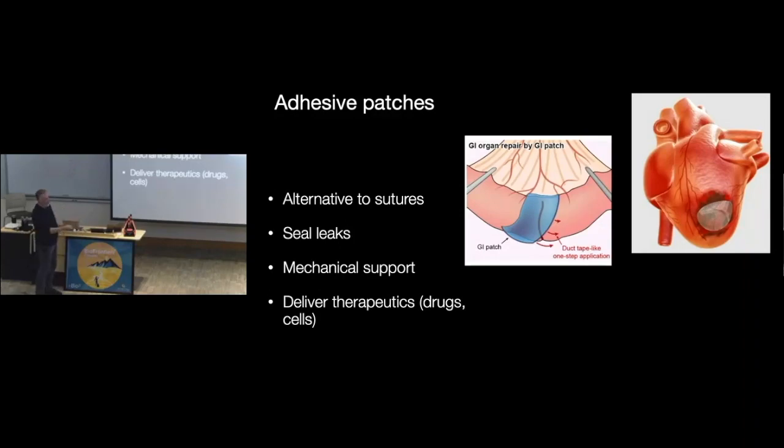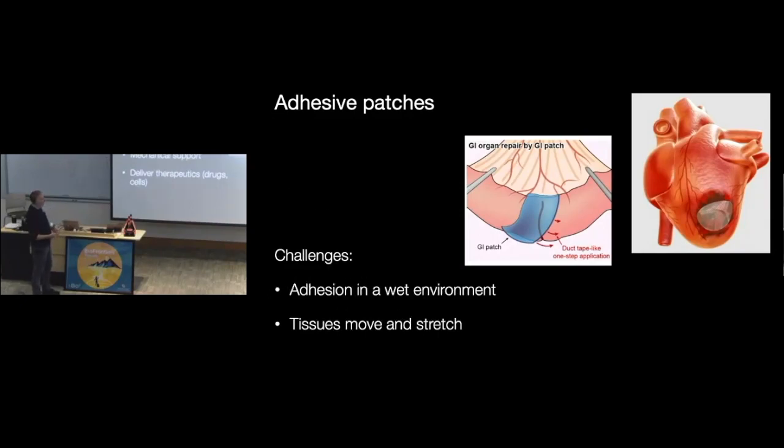So here they call this a duct tape-like patch. On the right here is a heart. That heart also has this patch on it. So this might be after a heart attack. This tissue is damaged. So I can put a patch on there and try to maybe heal that tissue by delivering things like drugs and cells. So lots of reasons to use these different patches.